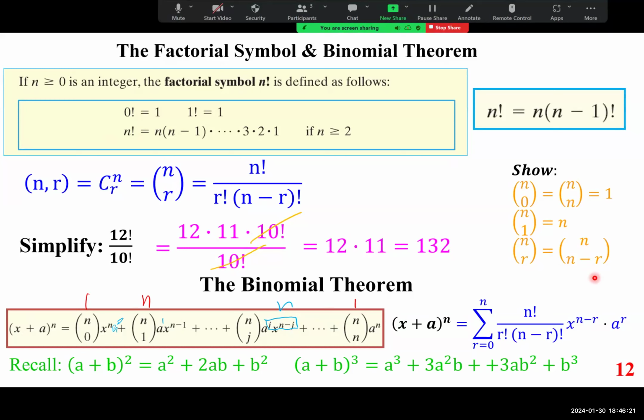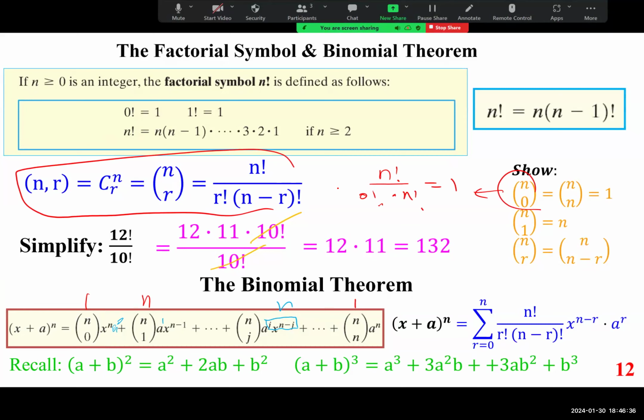Just as an example, if I were to show this one, for example, I would say n factorial over 0 factorial times n factorial, which ends up being 1. Again, I'm using this formula. Okay. You can easily prove that.